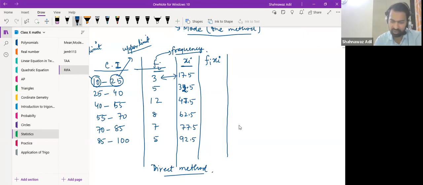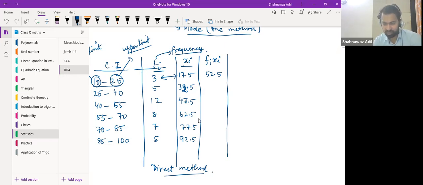So in the first case, fixi would be 17.5 into 3. So 52.5. This could be hectic calculation, but we learn how we can simplify these problems, right? We learn another method in which we can simplify these problems. Okay, but what is the other one?